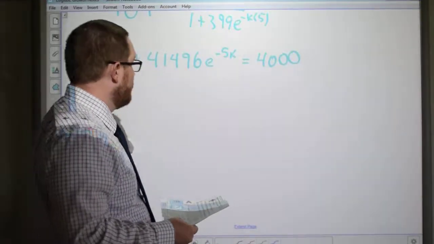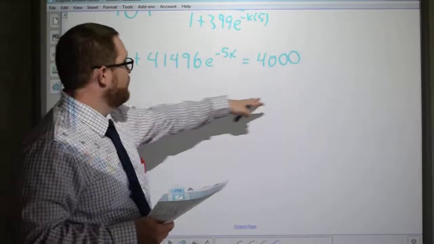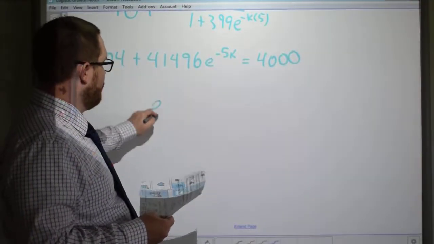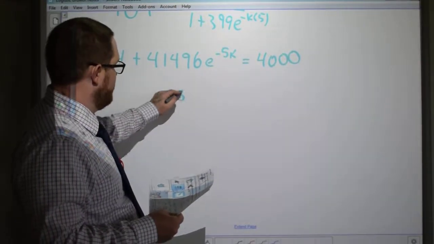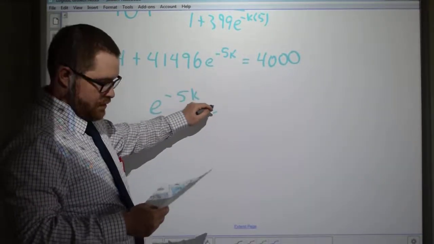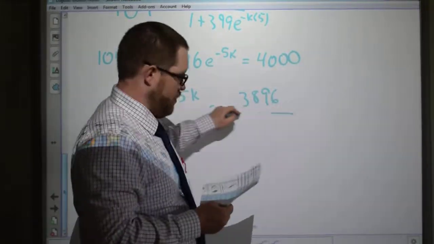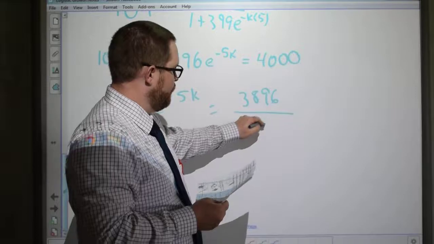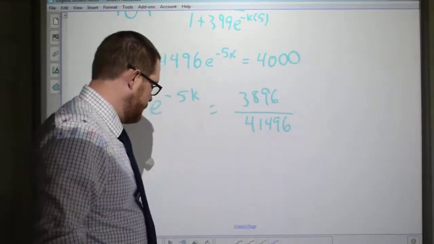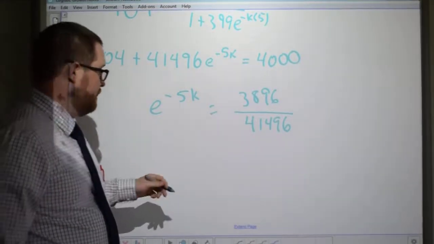Okay? I'm going to subtract the 100 over. And I'm going to divide the 41496 over. I'm going to do all this in one step. So that ends up being 3896 over 41496. I'm going to take the natural log of both sides, which will get rid of the e.